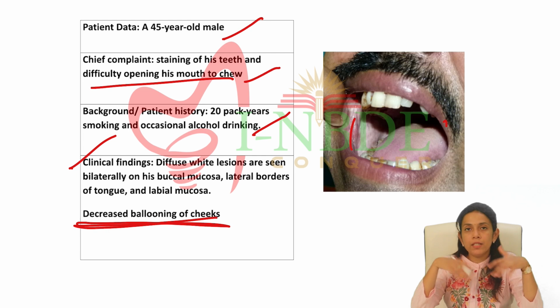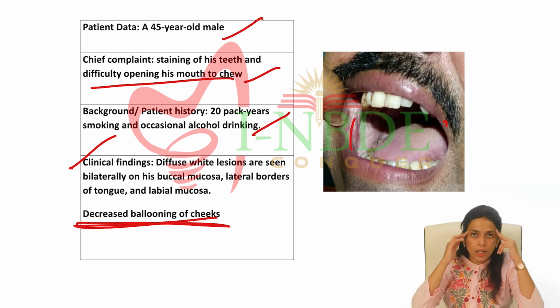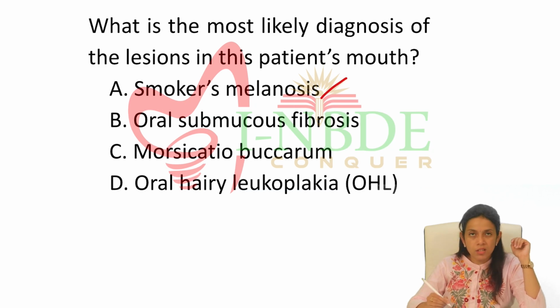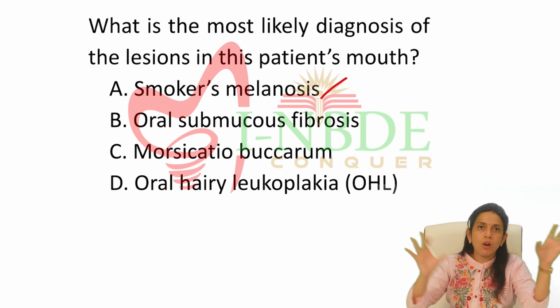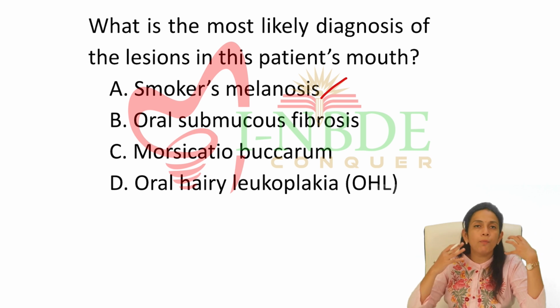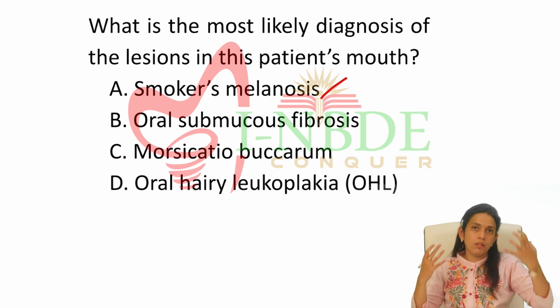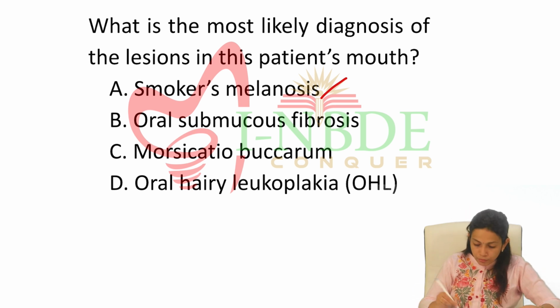Obviously, he's having some habits and difficulty in opening. So there is some condition which has occurred because of which he's not able to blow, and decreased mouth opening is there. So these are the key points that you have to put in your mind. Now think of the answers. Smoker's melanosis. Melanosis will cause dark pigmentation, but such complete rigidity, absence of ballooning, or rigidity in opening will not be there.